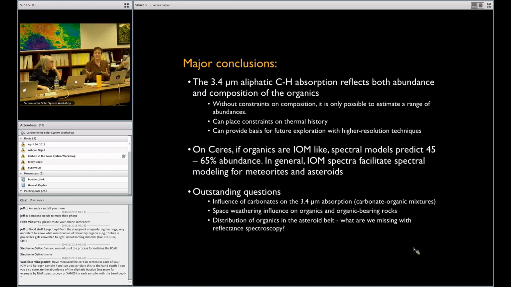How is space weathering influencing these absorptions? Is the reason that we don't see organics elsewhere on the surface of Ceres besides near Earth a matter of them being space weathered to HC values, or abundances below which we can spectrally detect them? And then what's the distribution of organics in the asteroid belt? Are we missing things with our spectral catalog? So yeah.